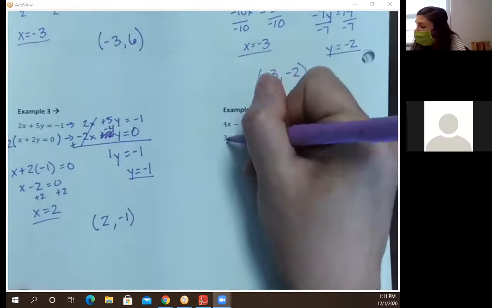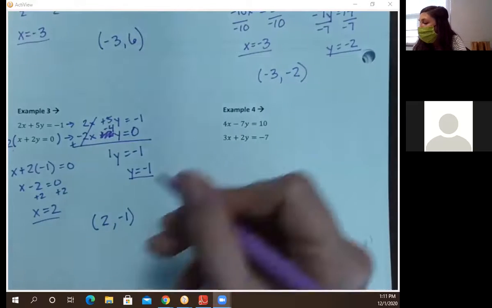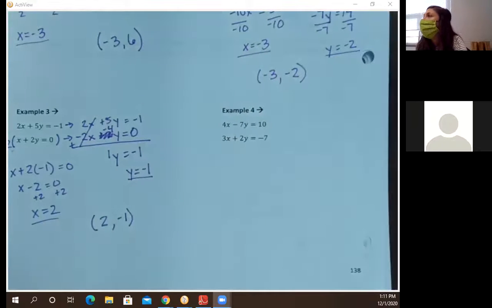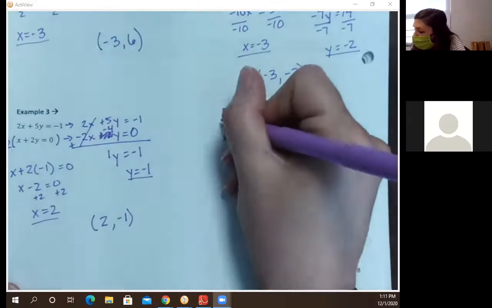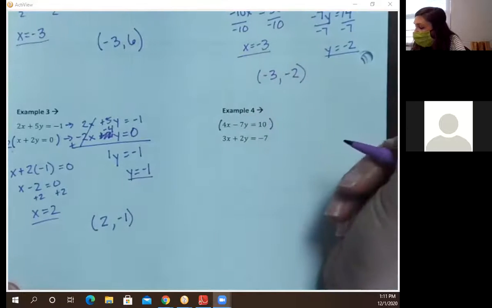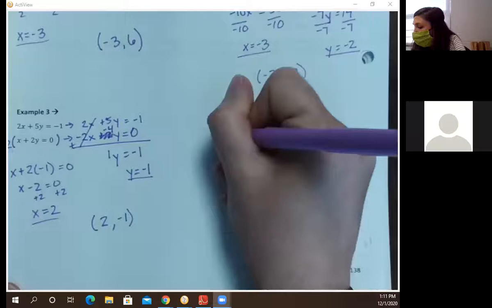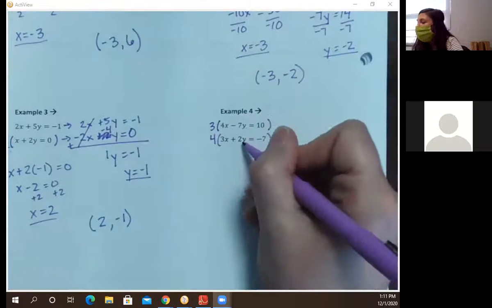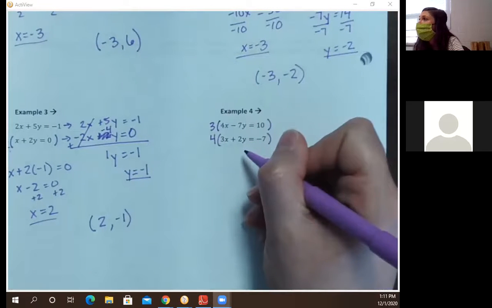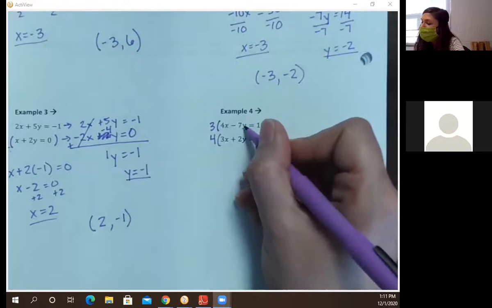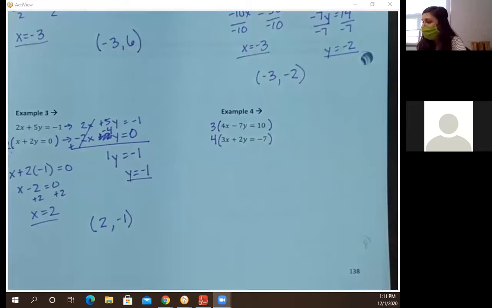So if I want to eliminate the x's, I need the least common multiple between 4 and 3. What's the smallest number that is divisible by both 4 and 3? 12. Yeah. So 4 times what would give me 12? 3. And 3 times what would give me 12? 4. If I had chosen the y's, 14 would be my least common multiple. So I'd have to multiply the top equation by 2 and the bottom equation by 7.